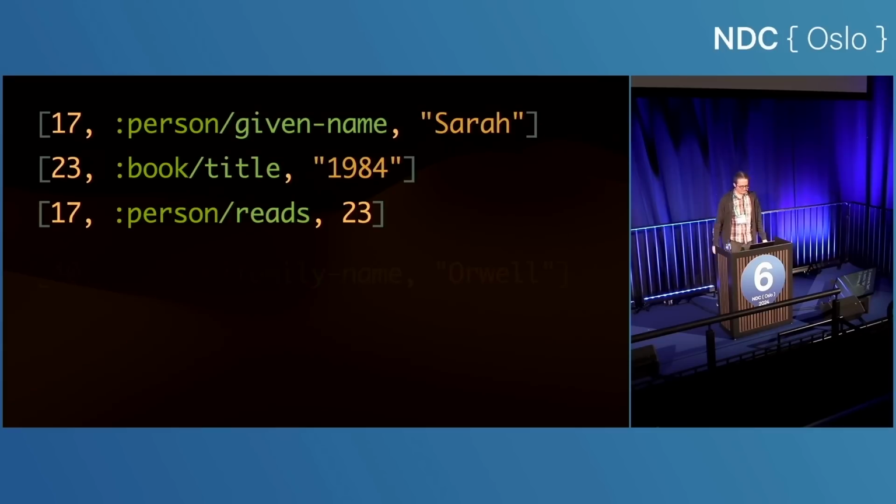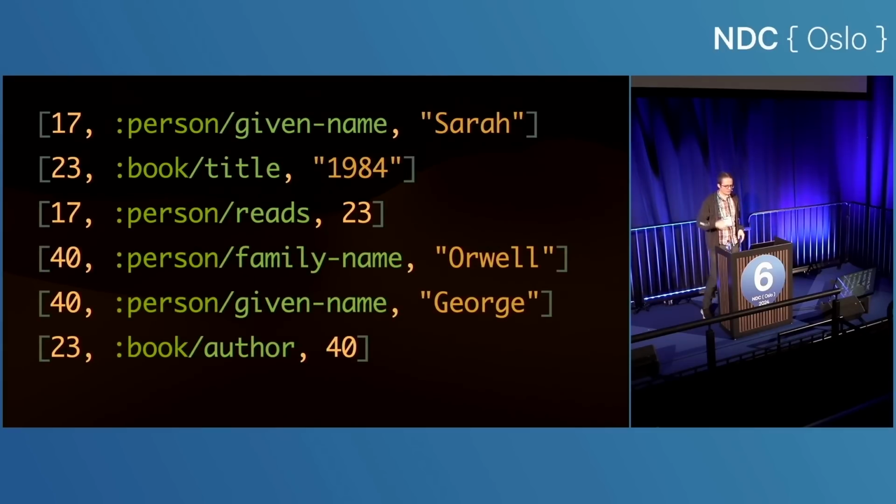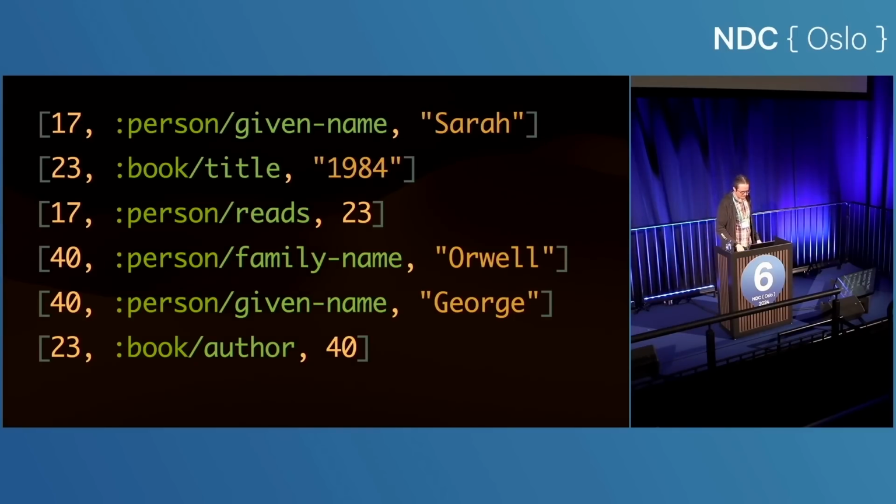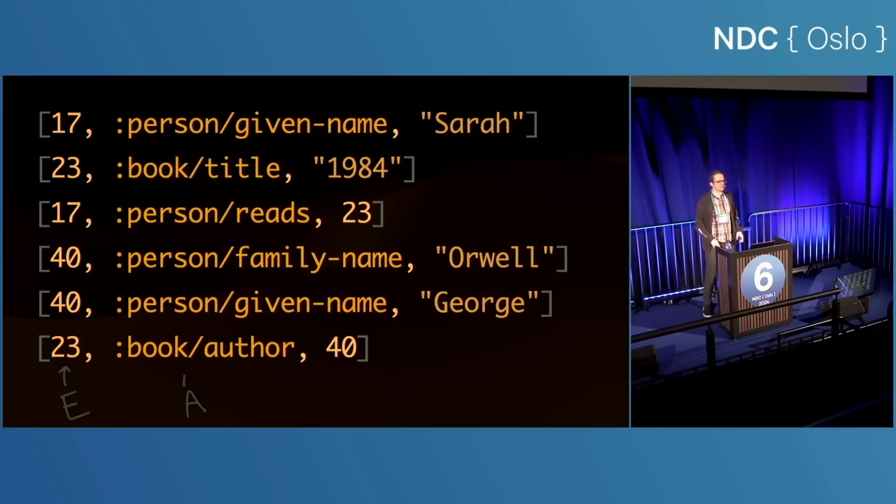Let's add a few more. There's a new entity, 40, which is George Orwell, and then the book 23 has a book author that is 40, George. So these are the entity IDs. They are not 17 and 23 and 40 in the database. They're quite a bit longer than that. But these slides would look ridiculous if I had that. So this is easier. And then these are the attributes. And finally, the values. Entity, attribute, value.